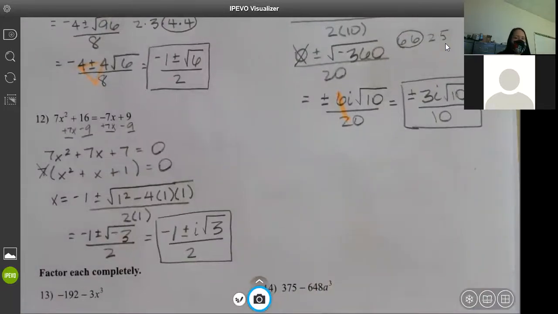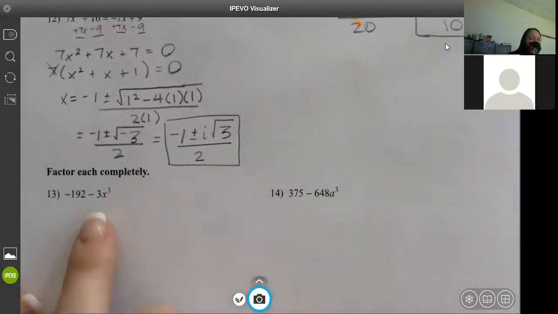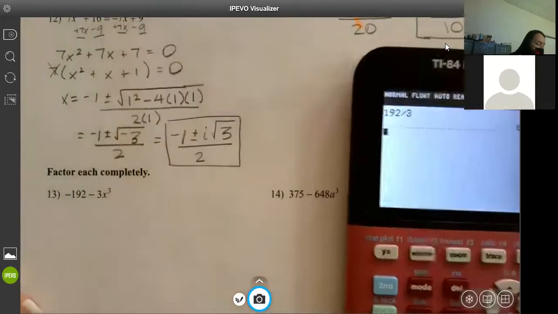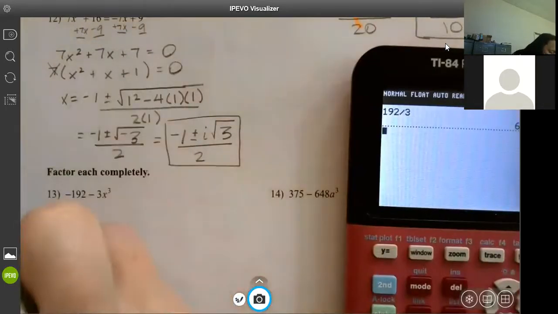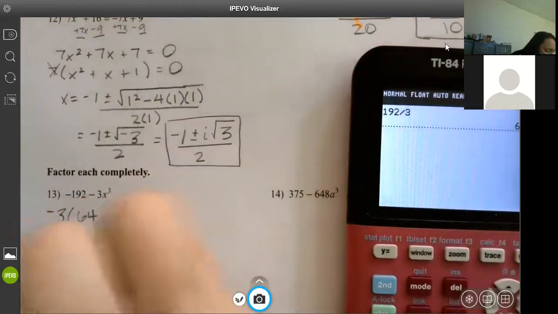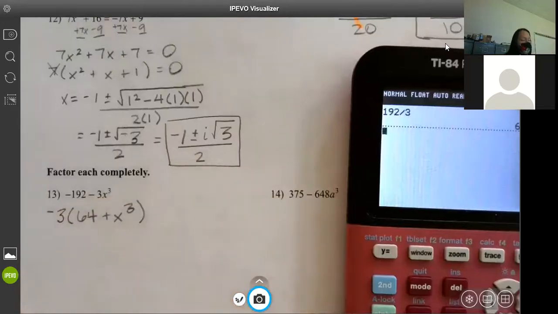One thing that I think was not in your notes was factoring negatives, but you guys figured it out after doing a couple problems on EDIA. So most of you did really well with this, okay? Because it's negative for both of them, I would go ahead and pull it out. I would try to see if 192 is divisible by 3 as well, and it is. So I'm going to pull out a negative 3, which gives me a positive 64 plus x cubed.